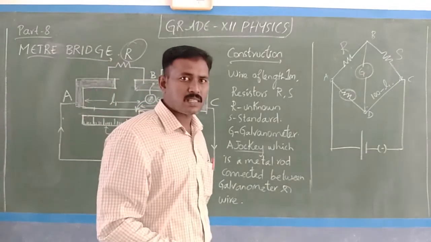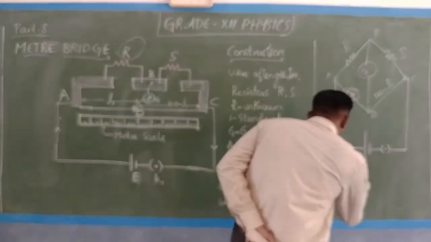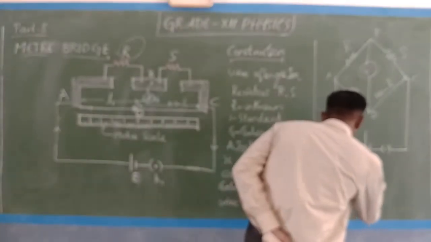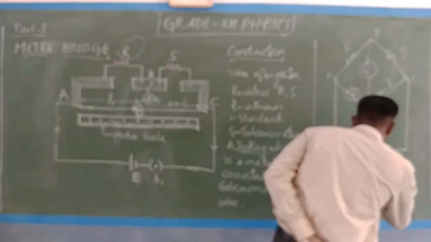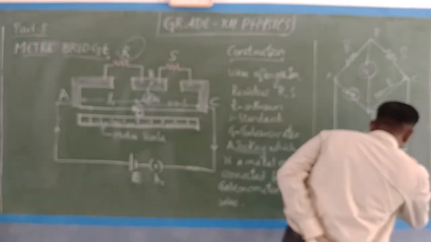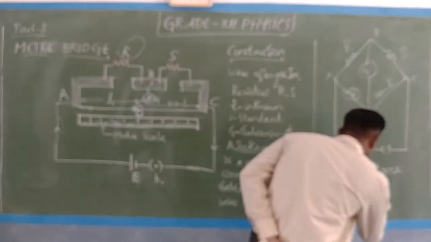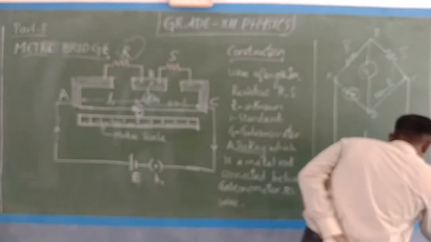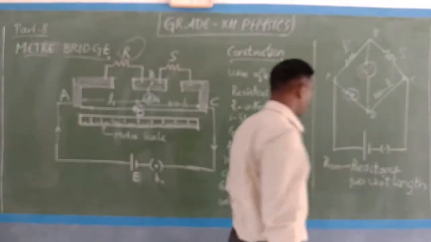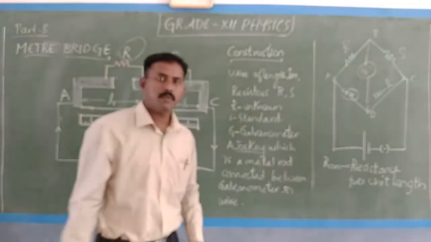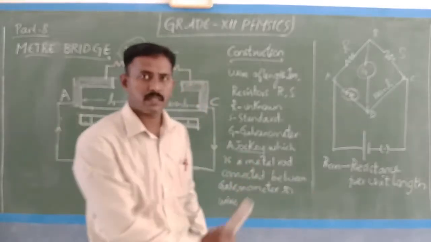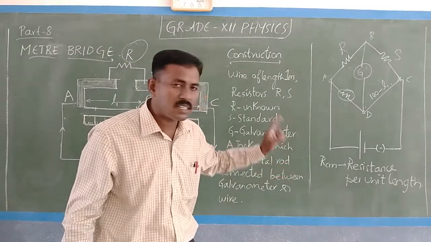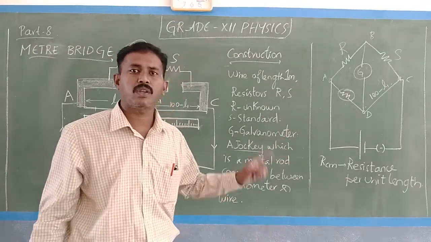Then, the resistance value: this is a line. The standard resistance value is RCM, resistance per unit length. RCM, where CM denotes the centimeter, means resistance per unit centimeter or unit length.